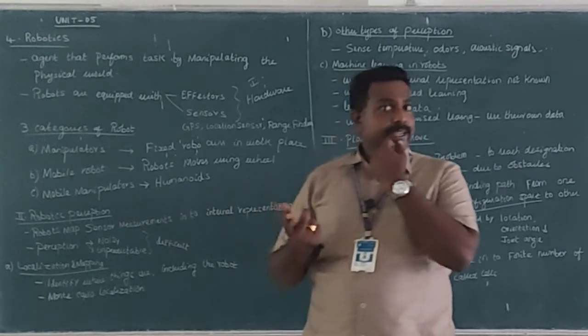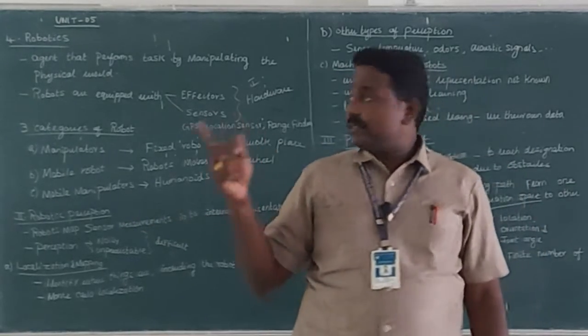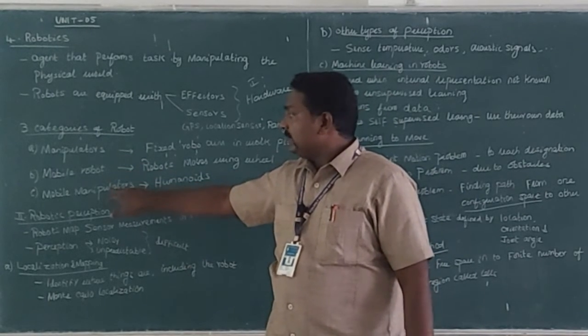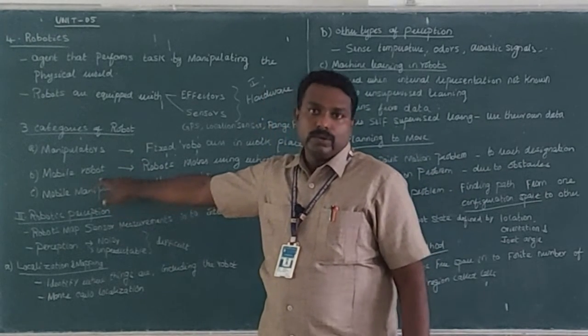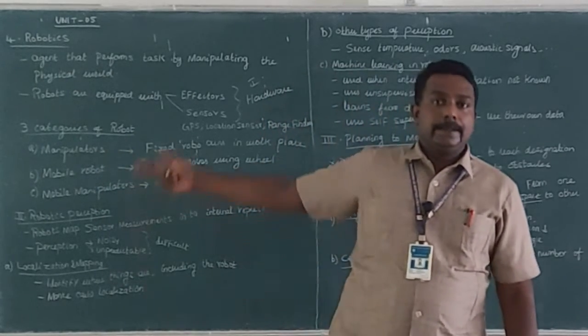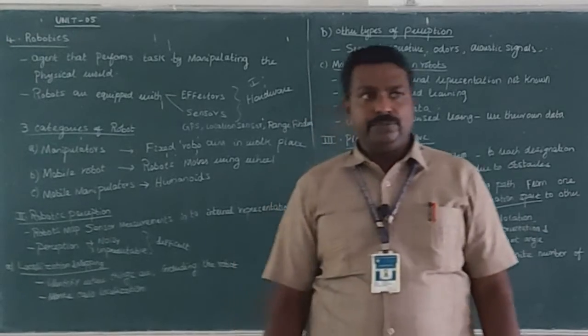So there are three different robots. The first one is manipulators, the second one is mobile robots, and the third one is mobile manipulators. These are the three types, or categories, of robots.